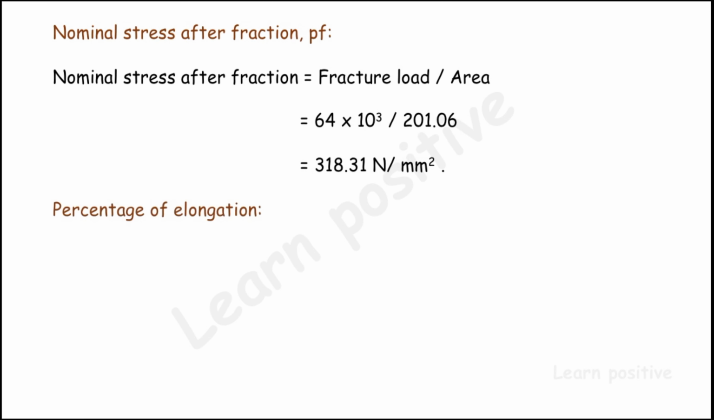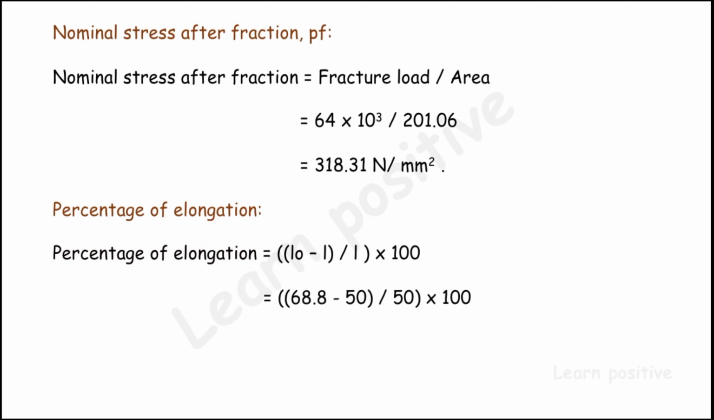The next one we are going to find is percentage of elongation. The formula of percentage of elongation is length after fracture minus original length, divided by original length, into 100. So this is the formula, L minus L0 divided by L0 into 100. The value of L is 68.8 minus original length 50, divided by 50 into 100. So 18.8 divided by 50 into 100, the total value is 37.6 percentage. So now we found the value of percentage of elongation.